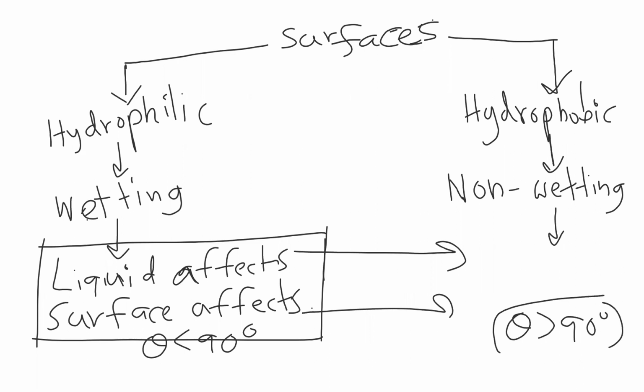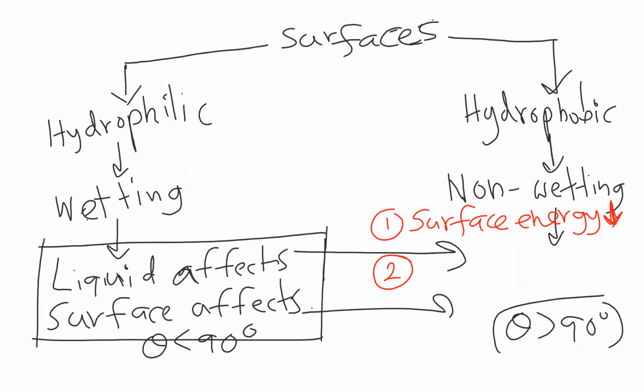In industry, sometimes we want to make surfaces hydrophobic. So we have to control two things. One is surface energy: you have to decrease surface energy. Two, you have to decrease surface tension. It's actually the same thing.